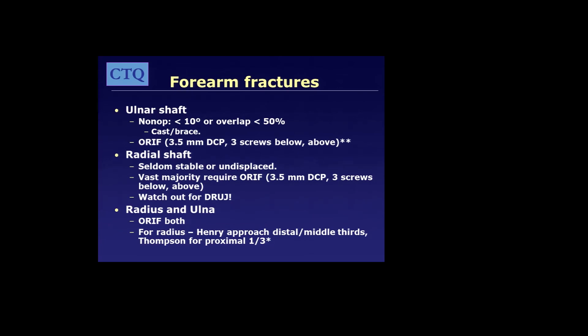In cases of both bones forearm fractures, fixation of both bones should be performed through separate incisions. For the radius, the distal and middle third fractures should be approached through a volar Henry approach. Proximal fractures should be approached through a dorsal Thompson approach.